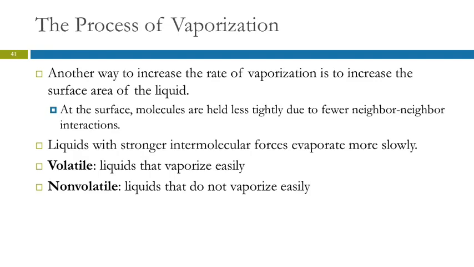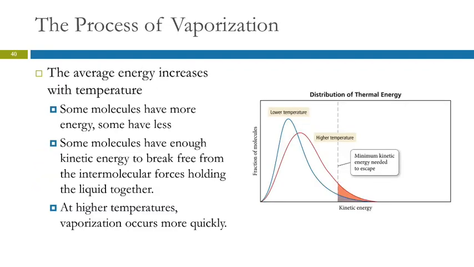So liquids that have stronger intermolecular forces evaporate more slowly, because at the same temperature, if you have really strong intermolecular forces, that's like the 6th grade game of Red Rover, you have to run a lot faster, right? So if we're looking at this graph here, if we have stronger intermolecular forces, that's moving this line over to higher energy. And so then you're going to have fewer molecules with enough energy to escape. So the rate of vaporization is going to go down.